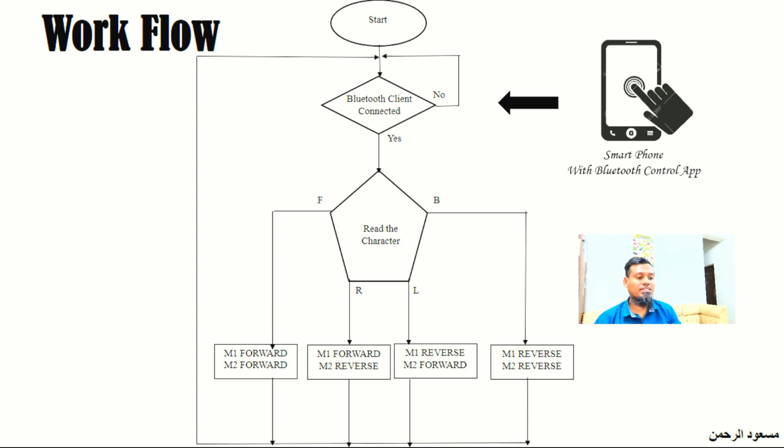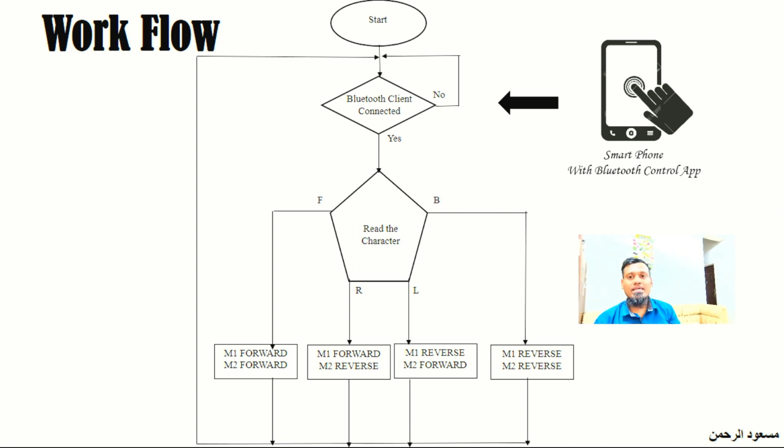So here we have classified the characters into 4 categories: F, B, R, L, which are the first letters of the 4 directions: front, backwards, right and left. If we send a character F from the mobile phone, it will receive the character F and give positive voltages to both the motors M1 and M2, so that both motors will run in the forward direction to take the robotic car in the front way.